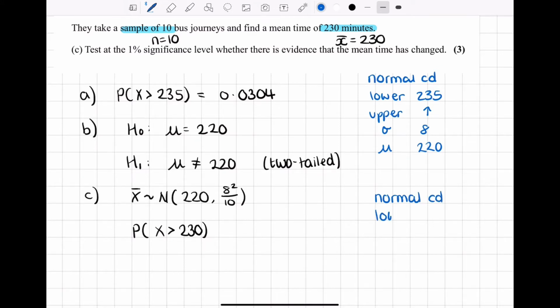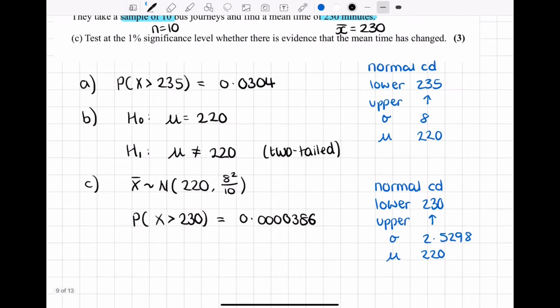So back to normal CD again. A lower value of 230. Upper value, any high number to represent infinity. Sigma, 8 over the square root of 10. As a decimal, I think that's 2.5298, so I'll put that in. You can just write it in as 8 over root 10, and our mu is still 220. So that probability is 3.86 times 10 to the minus 5.